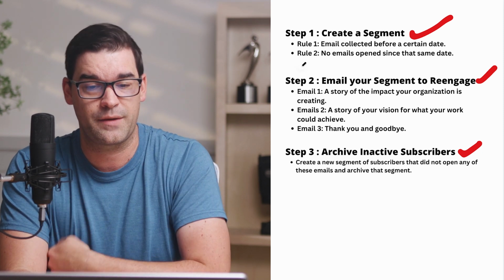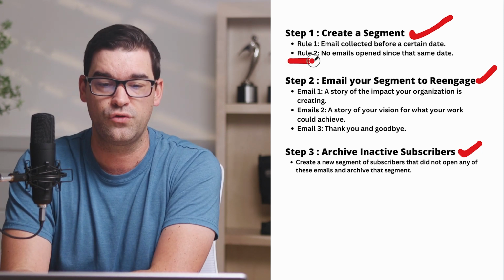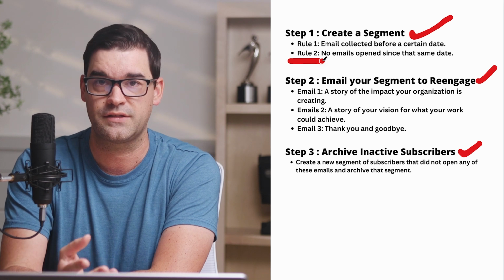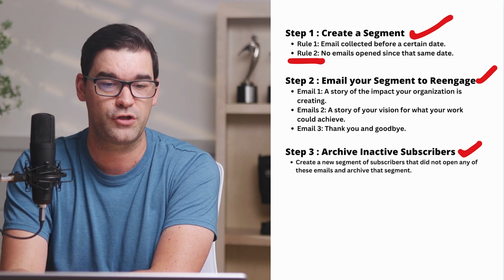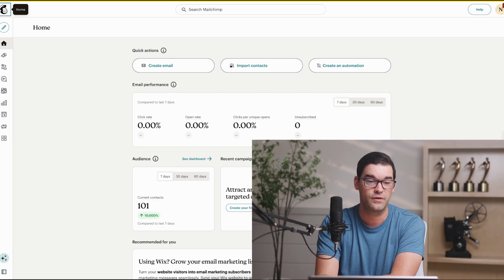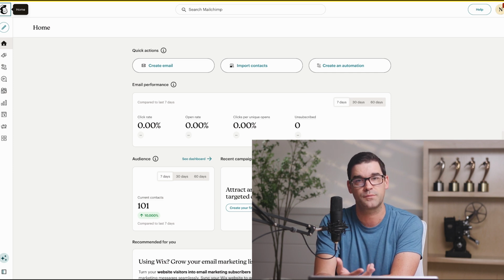We're going to create a segment. Now, I put in here that there's 2 rules we need to create this segment. I'm going to jump into MailChimp and I'm going to show you how these rules work. The reason I'm using MailChimp is because most of my clients that I work with are in MailChimp. Not all of them. Some of them use their CRM. Some of them use other softwares.